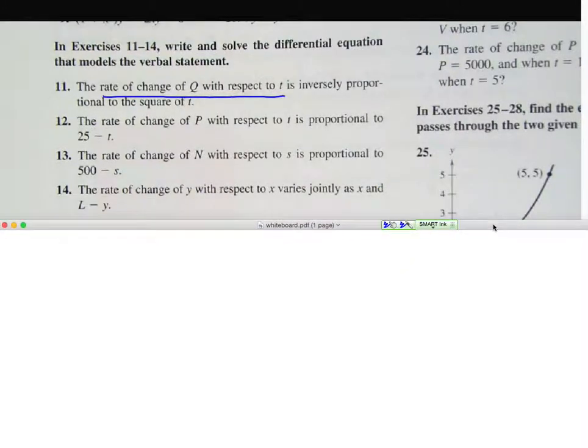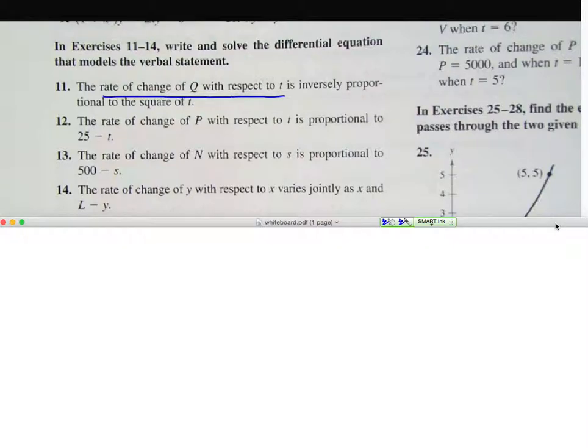Does this get way more complicated too? Not really. Yeah, look at number 1 on our sheet. Alright, the rate of change of y with respect to x varies jointly as x and L minus y. dy over dx. We can at least start with that. And it varies jointly as x and L minus y. So k times x times L minus y. So jointly means we're going to be multiplying together. That should make sense.